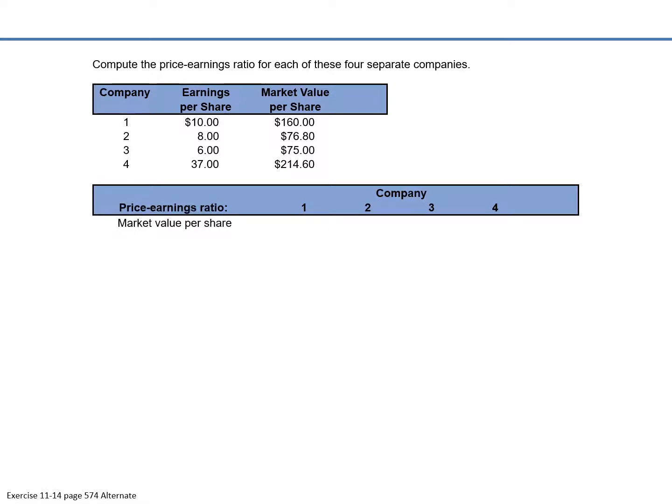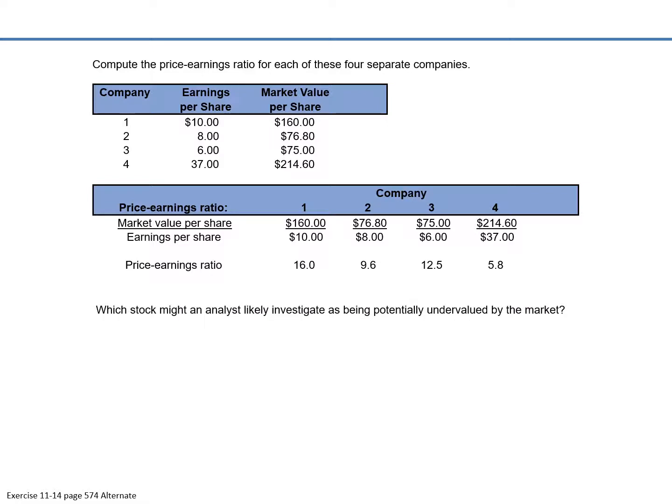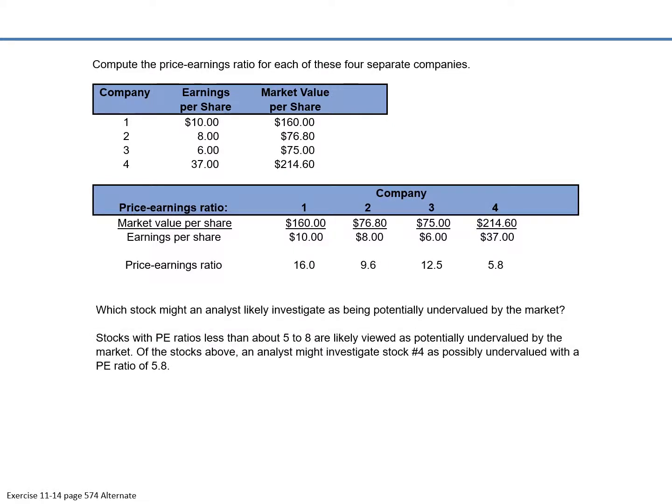All right, so we said price earnings ratio is market value per share divided by earnings per share. So you should get 16 for company 1, 9.6 for company 2, 12.5 for company 3, and 5.8 for company 4. In this case, which stock might an analyst investigate as being potentially undervalued by the market? Number 4, right?